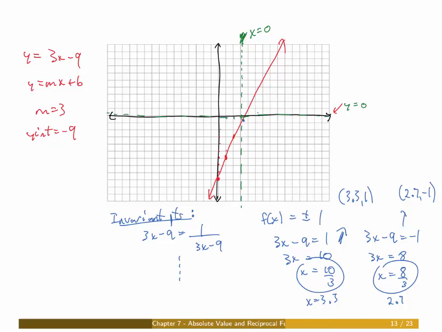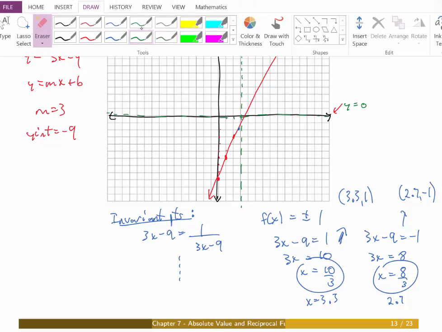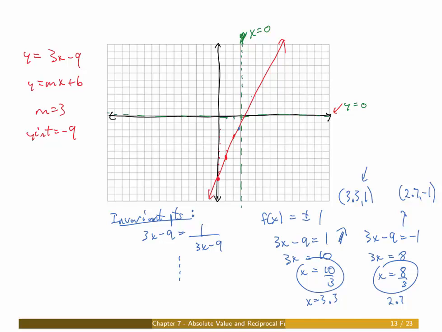And then the next ones will be at 2.7 and negative 1. I'm sorry, 2.7. That's where that first one is. I'm afraid of trying to erase that without erasing everything here. Let's see if I can, there we go. This point right here is 3.3 and positive 1, which is right here.